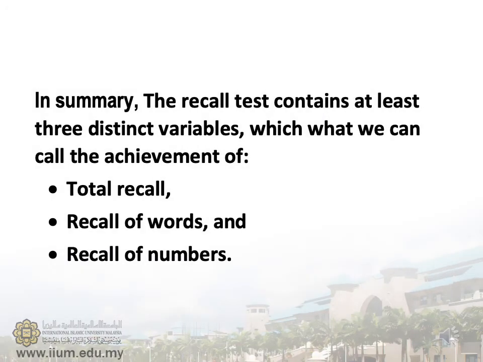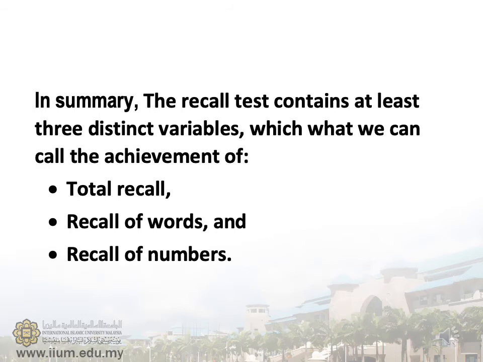The recall test contains at least 3 distinct variables, which we can call the achievement of A. Total recall. B. Recall of words. C. Recall of numbers. You could even consider each word and number as a variable. This is because each item assumes 2 values, which are right or wrong. It is not a constant. Value 1 for a correctly recalled item, and 0 for a wrong or missing response. In this case, there are an additional 20 variables in the study. However, we are only interested in the 3 achievement scores.